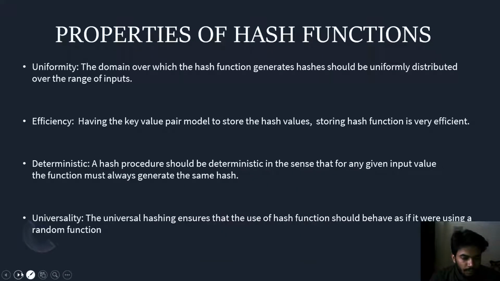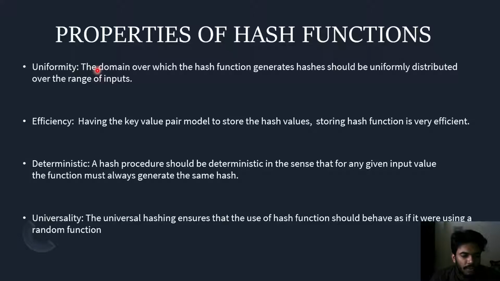So we can look at the properties of a hash function. There are typically a lot of properties, but I have listed only four of them: uniformity, efficiency, deterministic, and universality. So let's look at them one by one. First of all, we have uniformity.